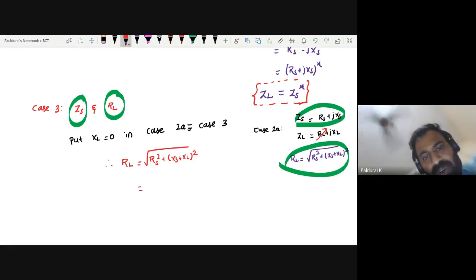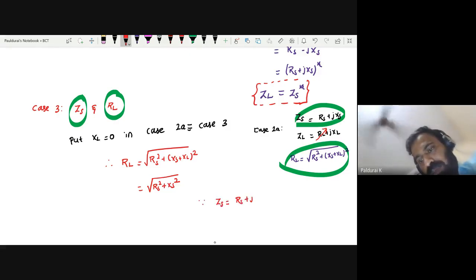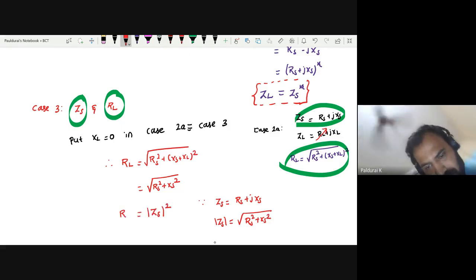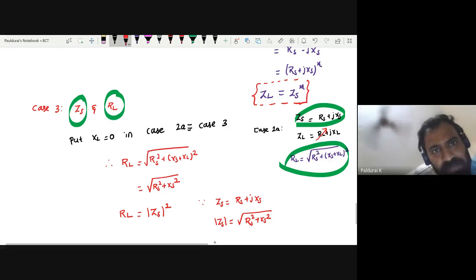Here put XL equal to 0. So it becomes RS squared plus XS squared. What is this, RS squared plus XS squared? Since my ZS is RS plus jXS, what is the magnitude of ZS? Square root of A squared plus B squared. So what is this? Magnitude of ZS, that is the conclusion.